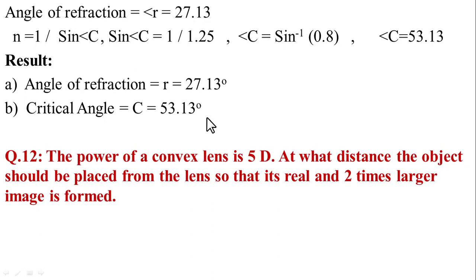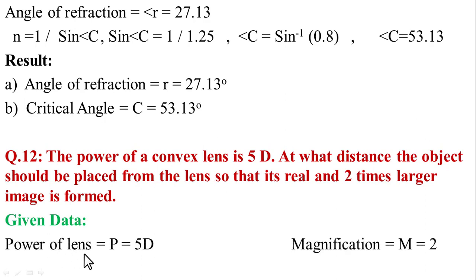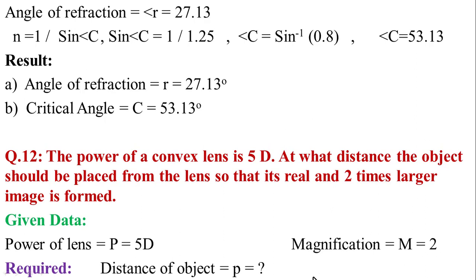In question number 12, according to the given statement, the power of a convex lens is 5D. At what distance should the object be placed from the lens so that a real and two times larger image is formed? So here write the given data according to the statement. First of all, write the power of the convex lens. So power of lens P is equal to 5D and the image is 2 times larger, then magnification M is equal to 2. Now we are required to find the distance of object p, which is the question mark.